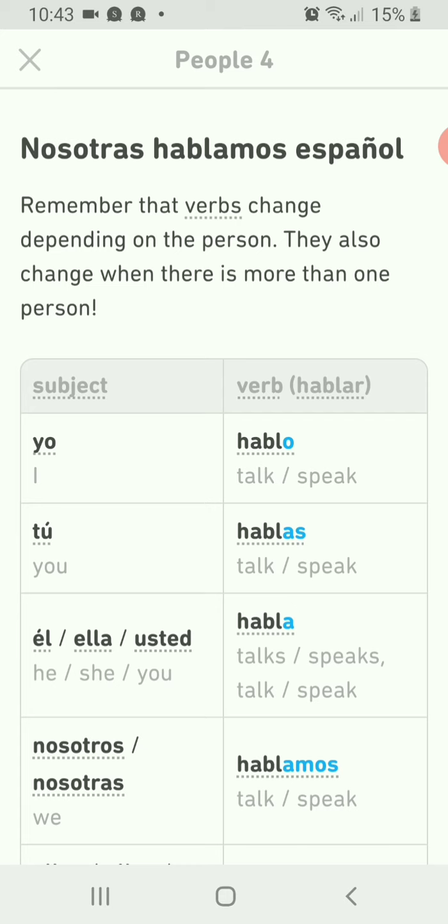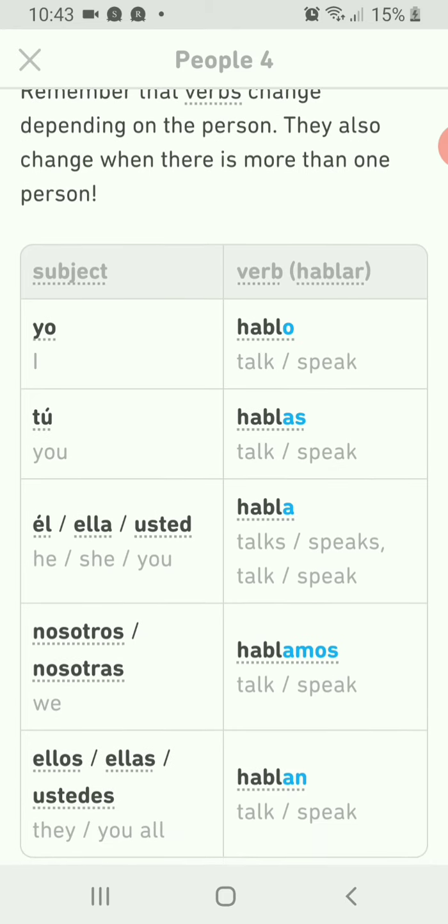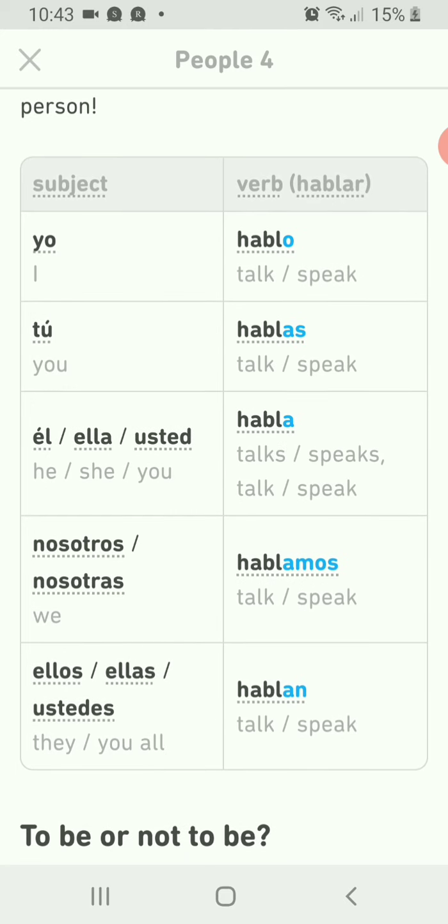So we have different persons, the first person singular, second person singular, third person singular, and so on, and the first person plural, and so on. We have a table down here on your screen, you can see it. They also change when there is more than one person, which means that if it's not singular, it's plural, there are more people. And let's see how to conjugate the verb to speak or to talk, hablar.